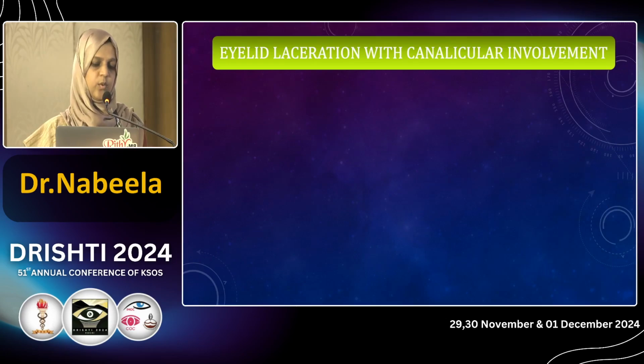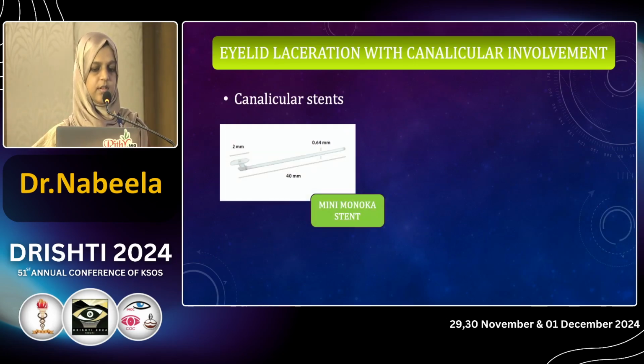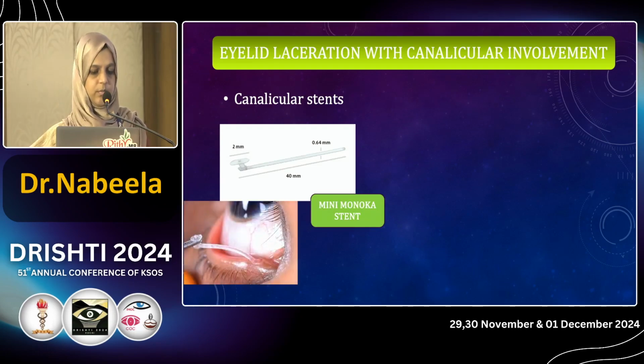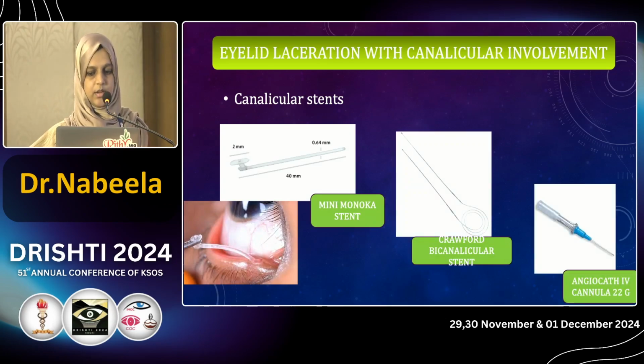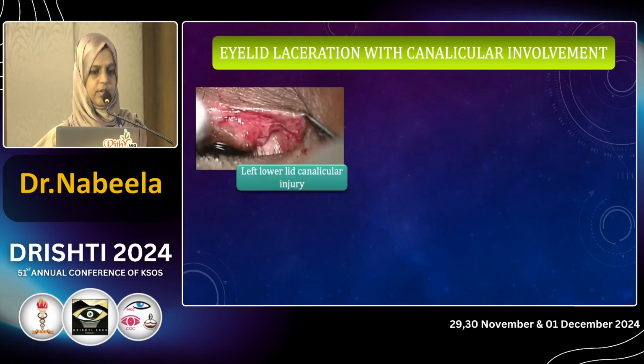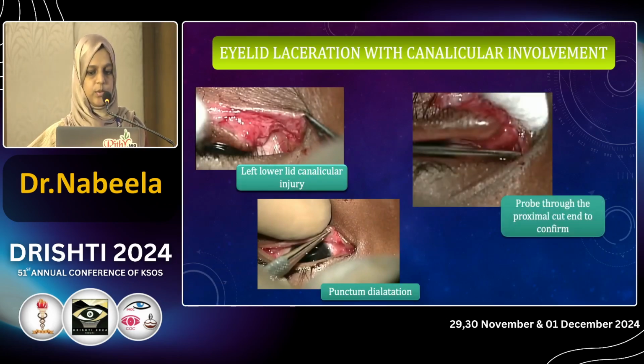So whenever you do a canalicular injury repair, always place a stent. The stents that can be used are a Mini Monoka stent, which is a monocanalicular stent, or a Crawford bicanalicular stent, or even an Angiocath IV cannula can be used. So whenever we are going for a lid canalicular repair, initially do a punctal dilatation and probe through the proximal end to confirm whether it is going to the sac.